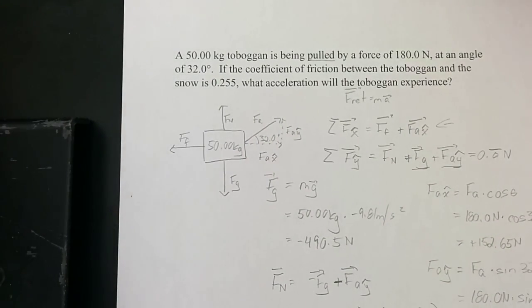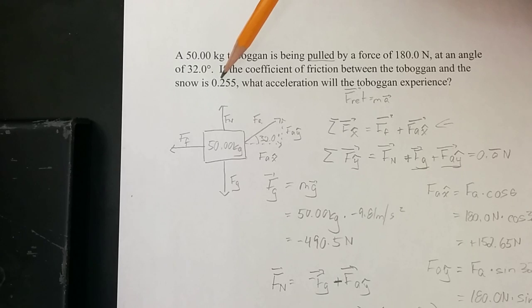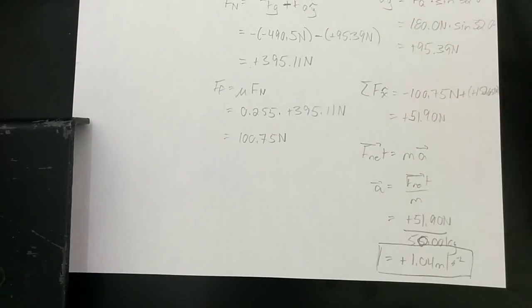I'll take a look at my sig figs to make sure I'm good that way. The measurements that I have, 50.00, there's 4 there, 4 in 180.0 newtons, but there's only 3 here in 32.0 degrees, and there's only 3 here as well in 0.255. So I am going to use just 3 sig figs. My answer, 1.04 meters per second squared.